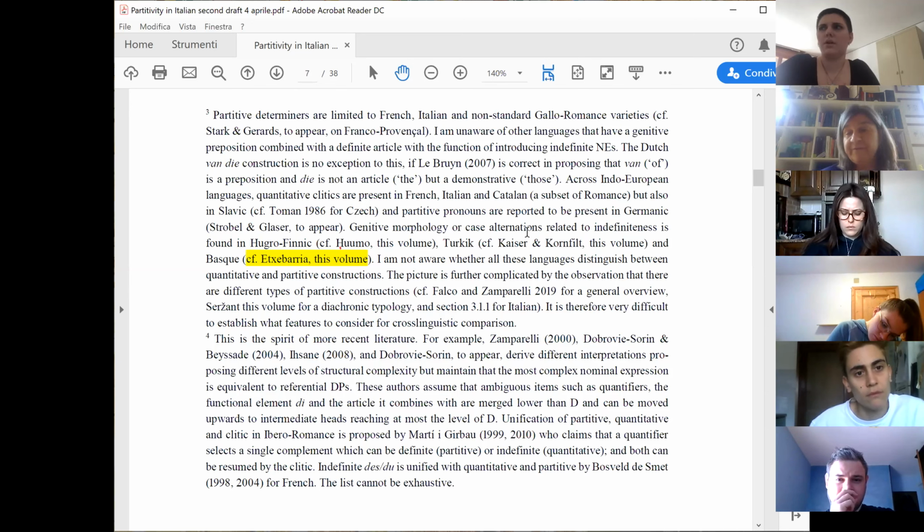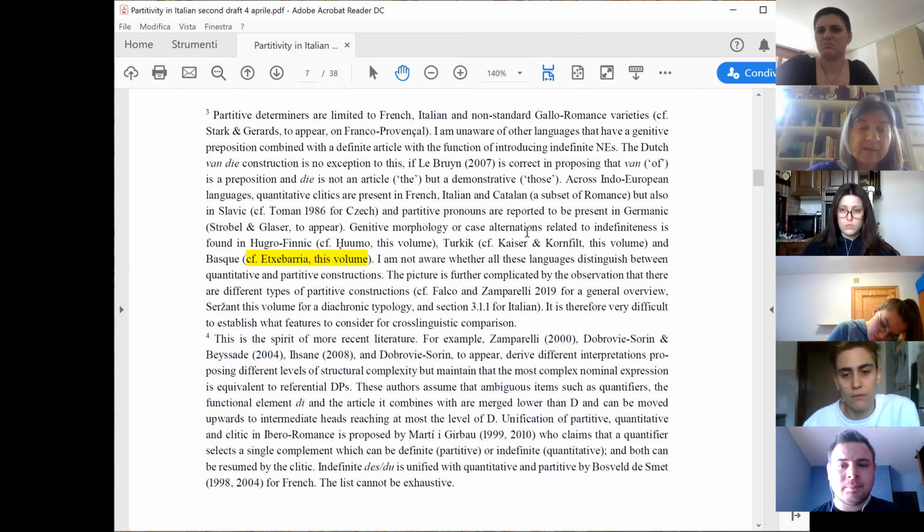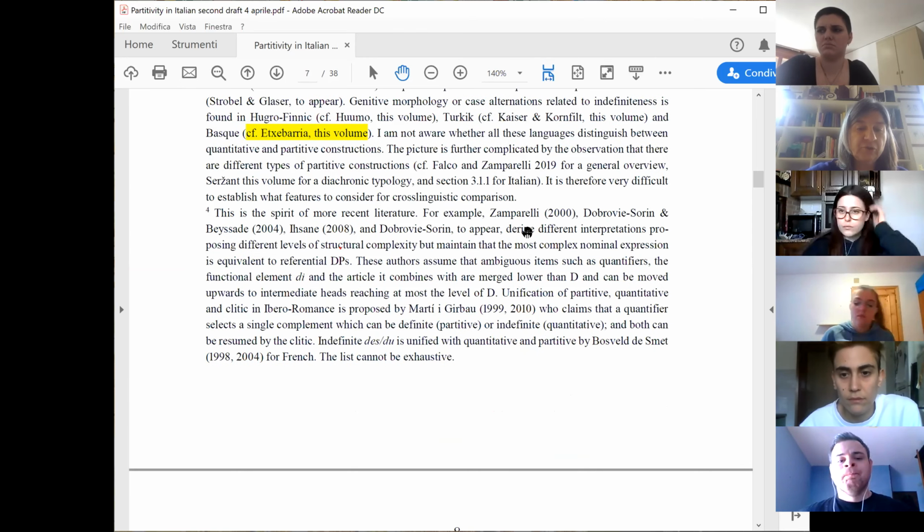Okay, and you don't have this partitive or type partitive construction in German. Okay.